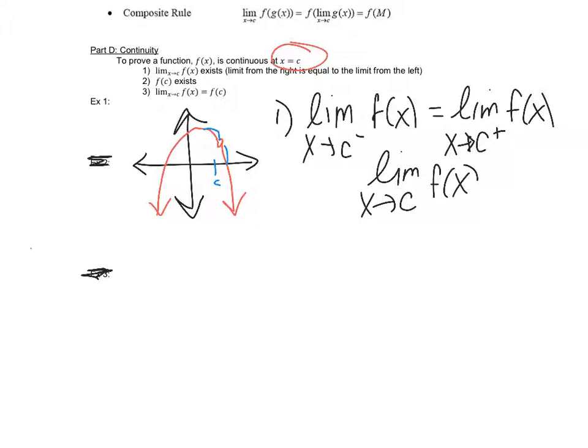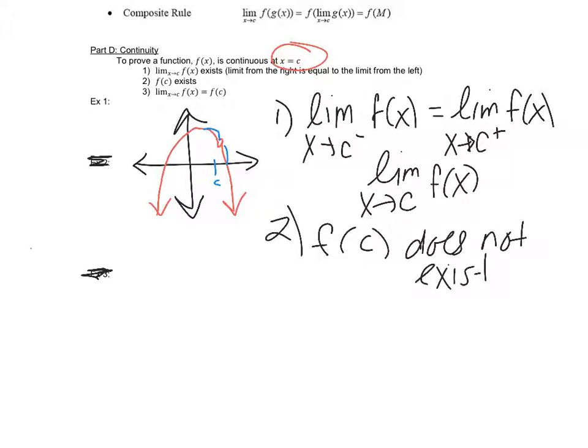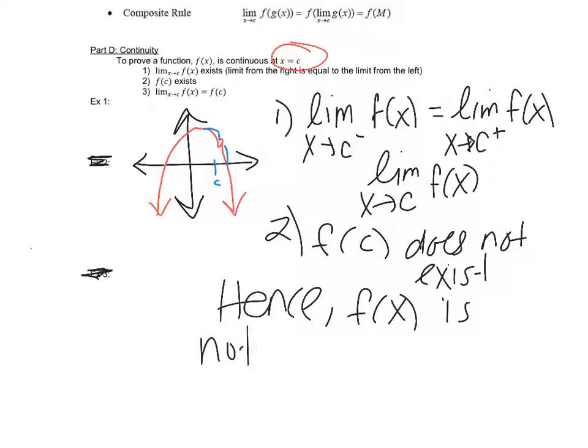Okay? So step 2, does f of c exist? No. f of c does not exist. There's a hole there, right? And there's no other point. Like if there was a point up here, then f of c would exist. But f of c does not exist. So hence, f of x is not continuous. Okay, so that was not continuous, example 1. Let's try example 2.